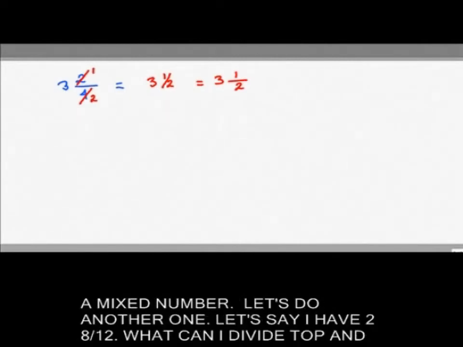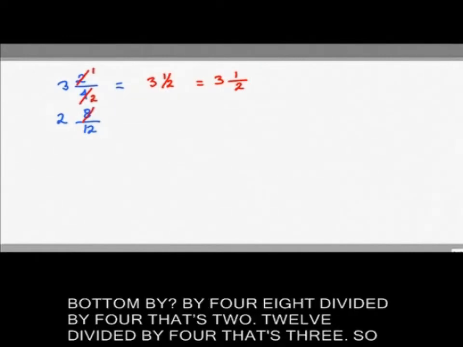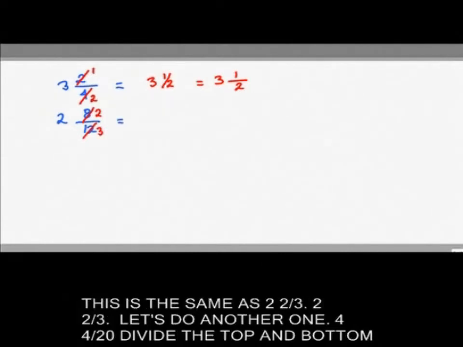Let's do another one. Let's say I had 2 and 8/12. What can I divide top and bottom by? By 4. 8 divided by 4, that's 2. 12 divided by 4, that's 3. So this is the same as 2 and 2/3.